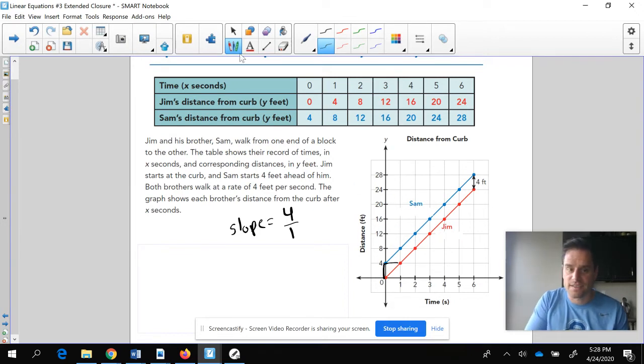But the difference is that Sam gets a jump start, doesn't he? Doesn't Sam, there's my alarm. Get rid of your alarm. I'm going to have to stop it. There we go. Okay. Hopefully it doesn't go off again.